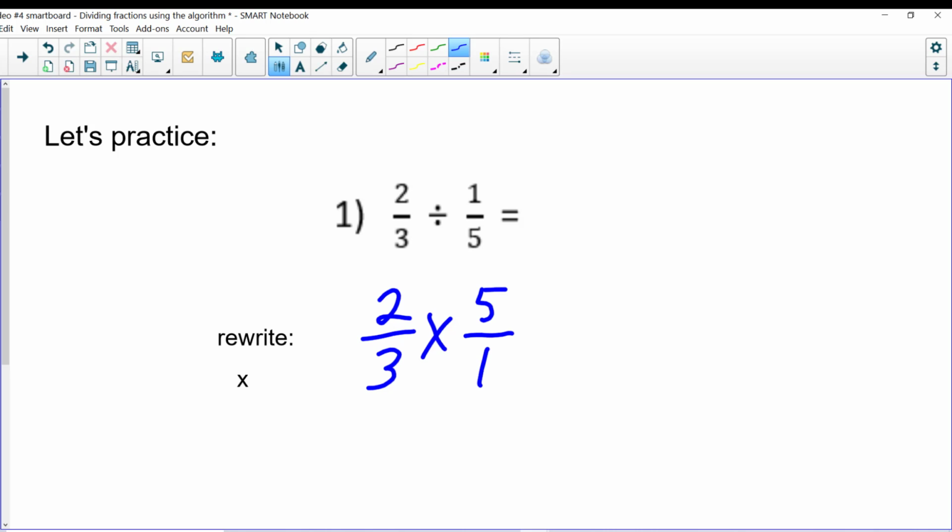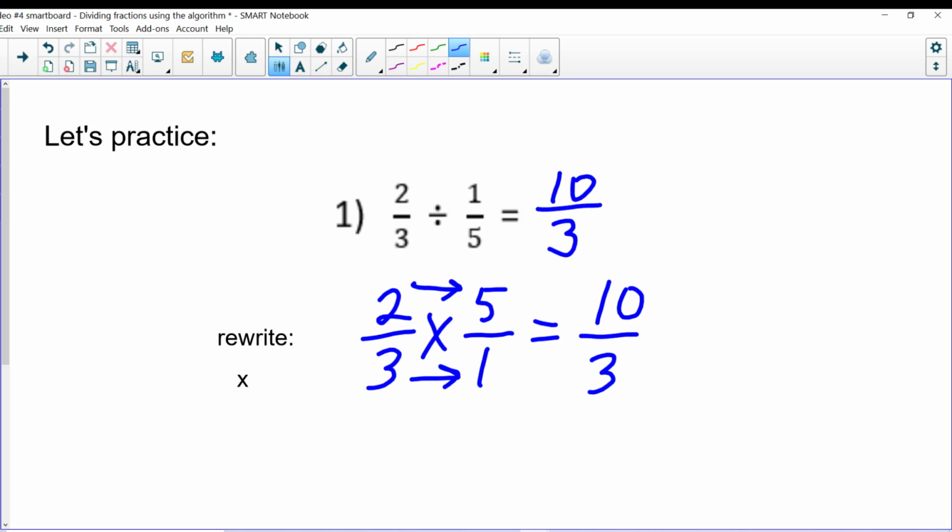Now it's just a regular multiplication fraction problem. And remember how we do that? Just multiply the numerators. What's 2 times 5? 10. And now we just multiply the denominators. What's 3 times 1? 3. So our answer is 10/3. So 2/3 divided by 1/5 is 10/3. Same thing.